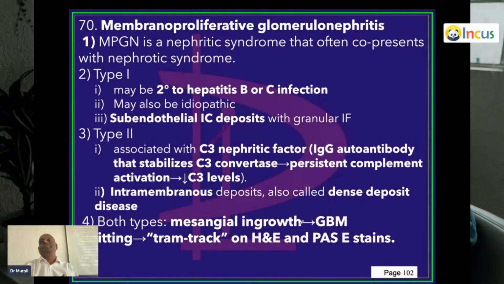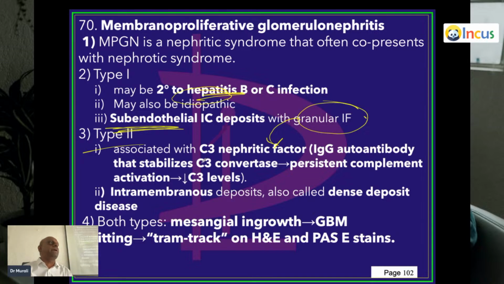MPGN type 1. Type 1 is secondary to hepatitis B or C infection, or it can be idiopathic. And all the immune complex deposits in type 1 are subendothelial with granular appearance of immune complexes, just like DPGN. Type 2 is associated with C3 nephritic factor.